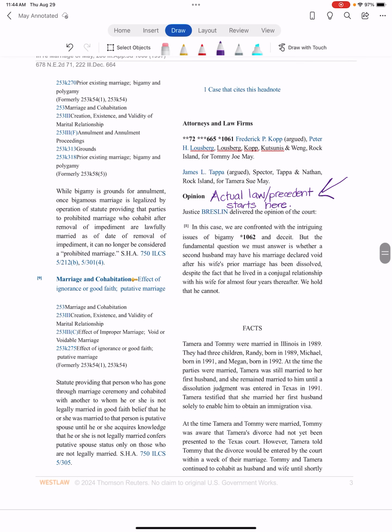Got an introduction, and this introductory paragraph right here starts to highlight for me some of the issues, or what the main issue will be. So I'm going to label this intro. And the court has labeled it, it says, "but the fundamental question." So this tells me this is where the issue is going to be. So I'm going to label it.